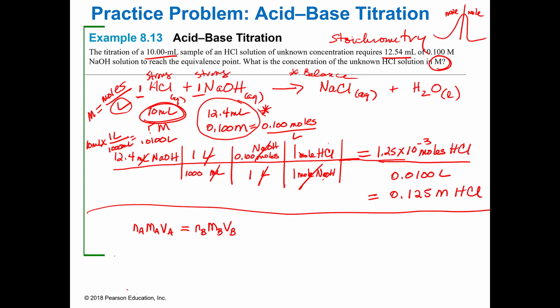All right, N sub A is the number of hydrogens in the acid. And so N sub B is the number of OHs in the base. M is the molarity of the acid. V is the volume.